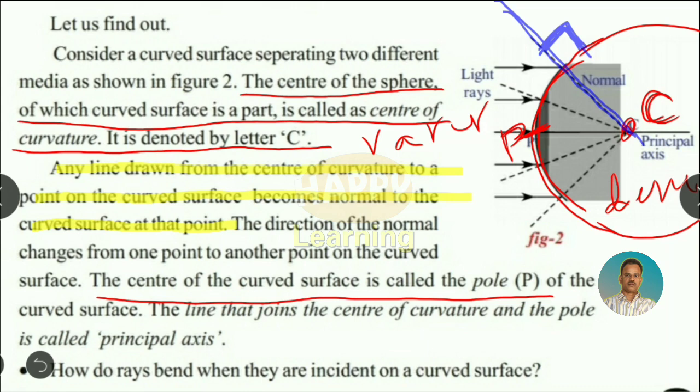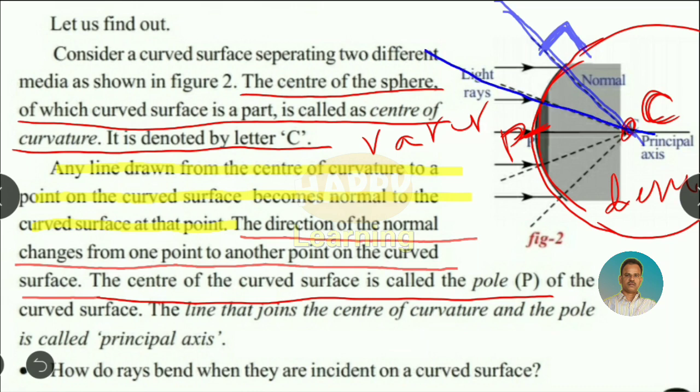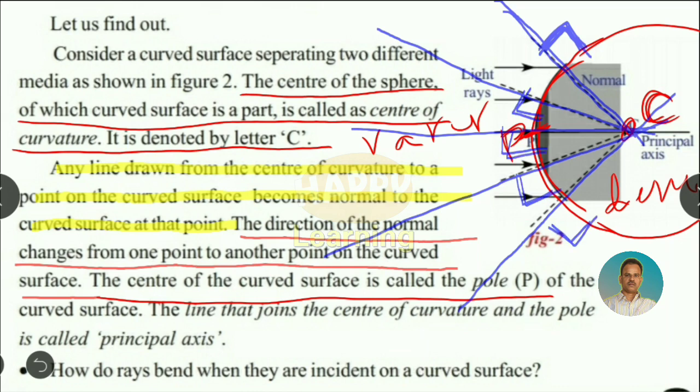The direction of the normal changes from point to point on the curved surface. So, if you draw a normal, here it is a line passing through the center, so it is a normal, here it is a line passing through the center and it is normal. So, all these lines make 90 degrees. They are all normals to the curved surface.